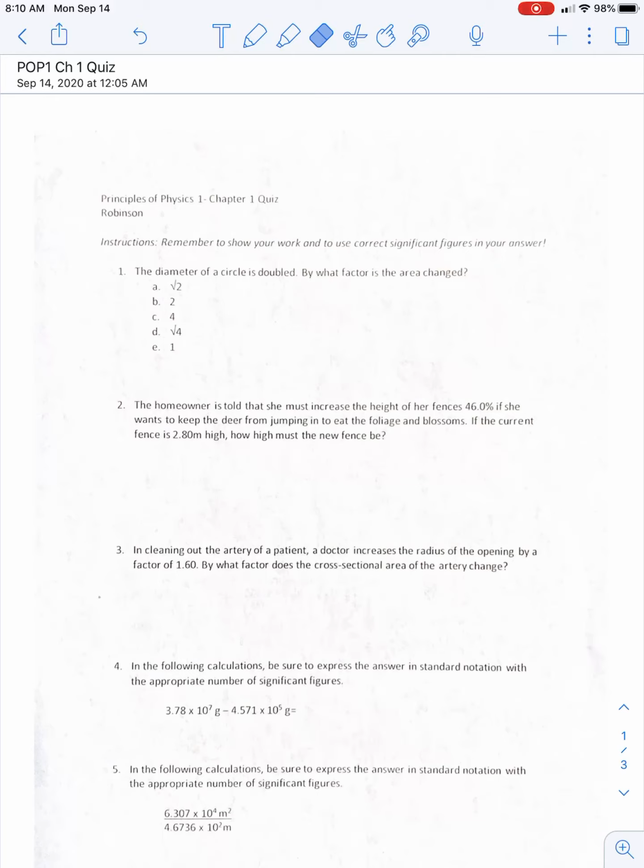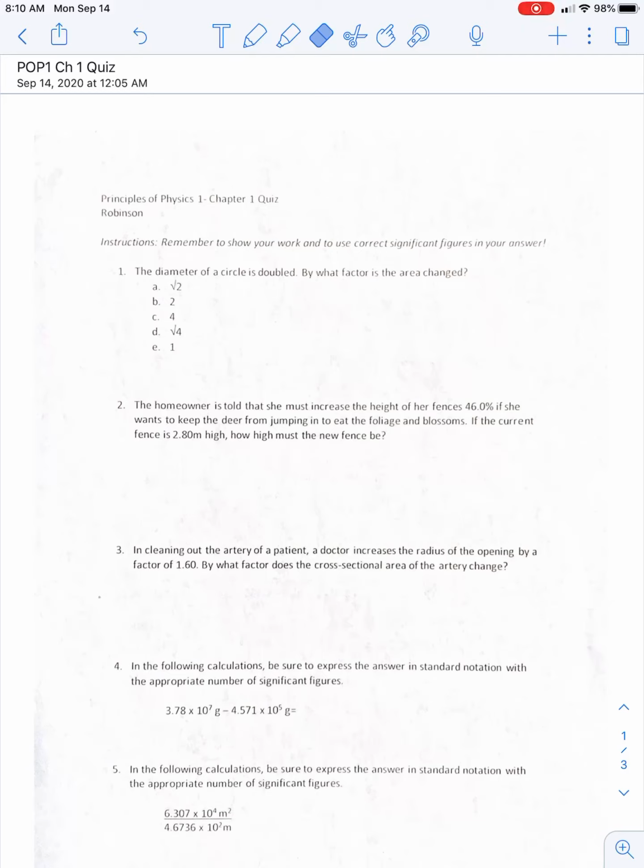I can put these up on Canvas and you can look through them as a blank copy, and I can work through them and you can try to work through them and see if you get the same answer as me. But I just want to go through so that you have an explanation.